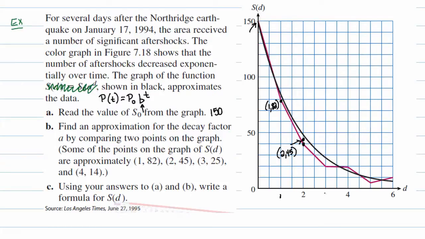And they give you (3, 25), which is right about here actually. And finally, they give us (4, 14). Well, that's actually a little bit higher than 14, but let's just say it's (4, 14). Okay, so they give me those 4 points. Now I could use any of those 2 points to determine the decay factor. Or I could use a calculator to actually get a better approximation to the decay factor. But I'll show you both here.